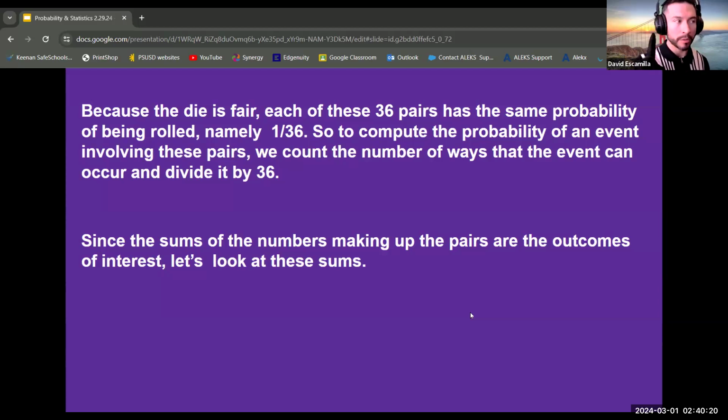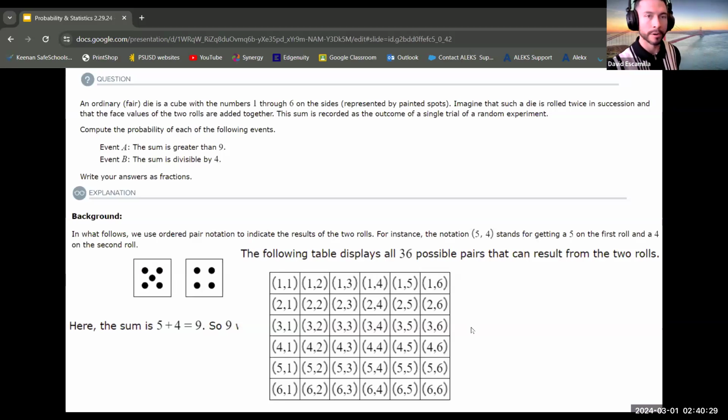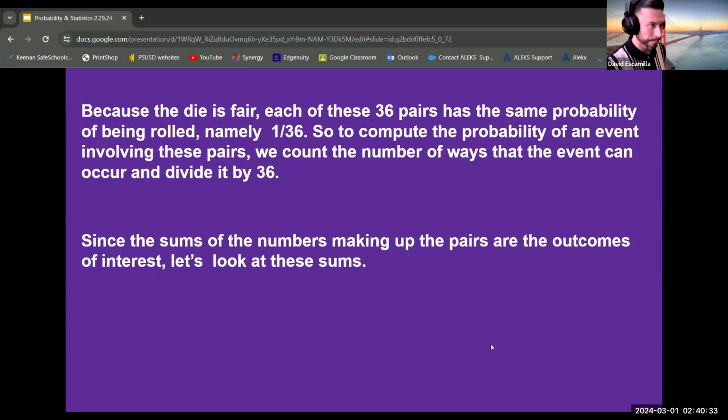1, because it's just the sum of one number, and 36, because 36 is the total possible outcomes in this experiment. That's why I put this chart here. If you were wondering, why is it 36? Where did that 36 come from? Let's move on to the second part of the analysis.